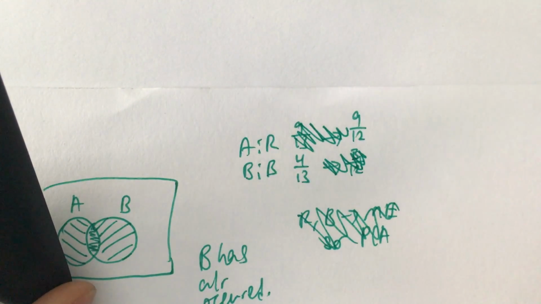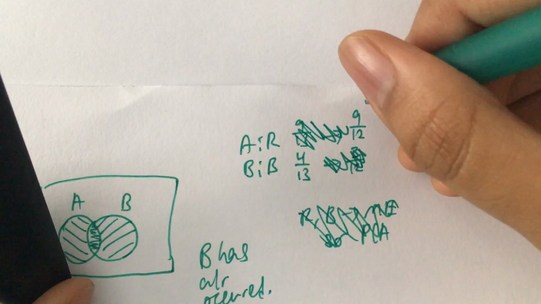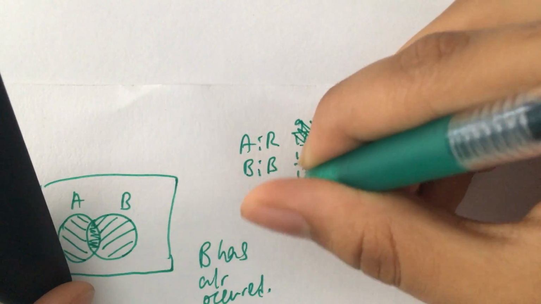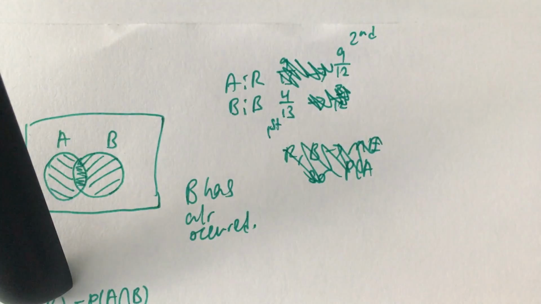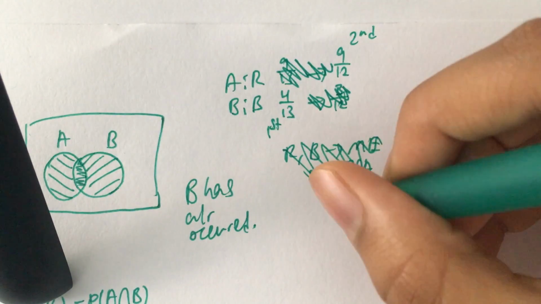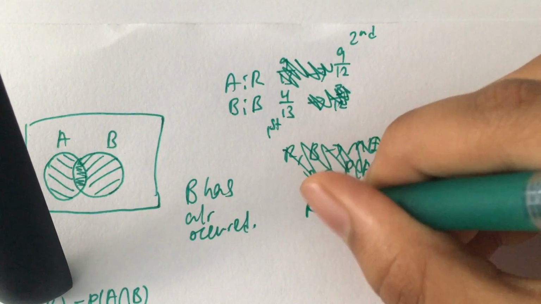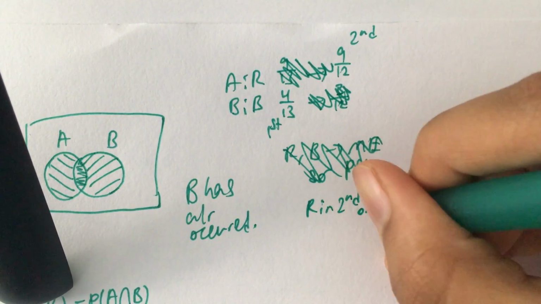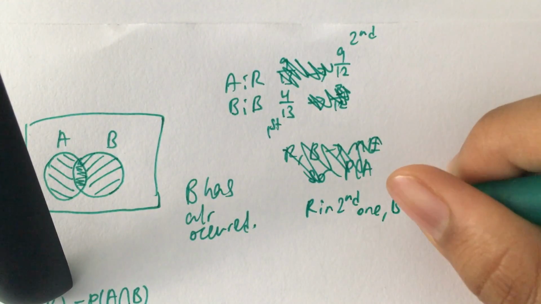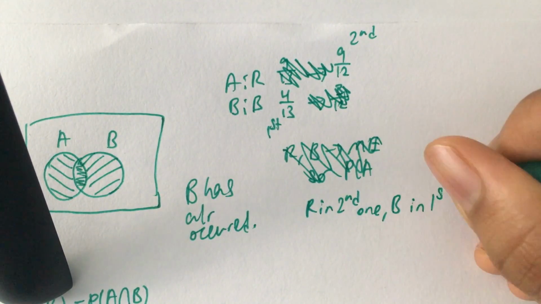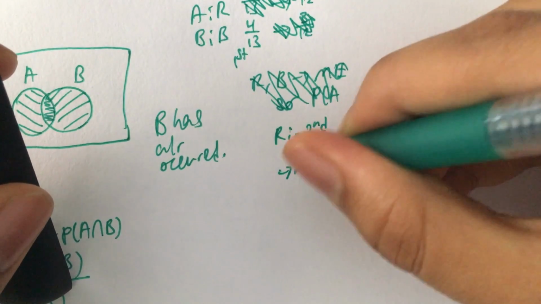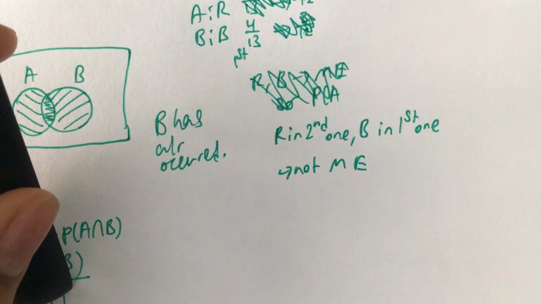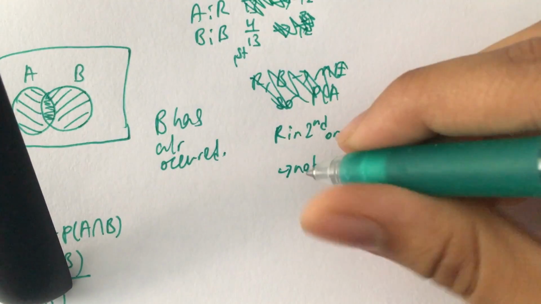If you were to look at it as taking a red and taking a blue without saying when exactly you took it, then obviously they're mutually exclusive events. But taking a red in the second one and taking a blue in the first one are not necessarily mutually exclusive because they can happen at the same time. You can take a blue in the first one and then a red in the second, or vice versa. But you get the point. Therefore, there's intersection.